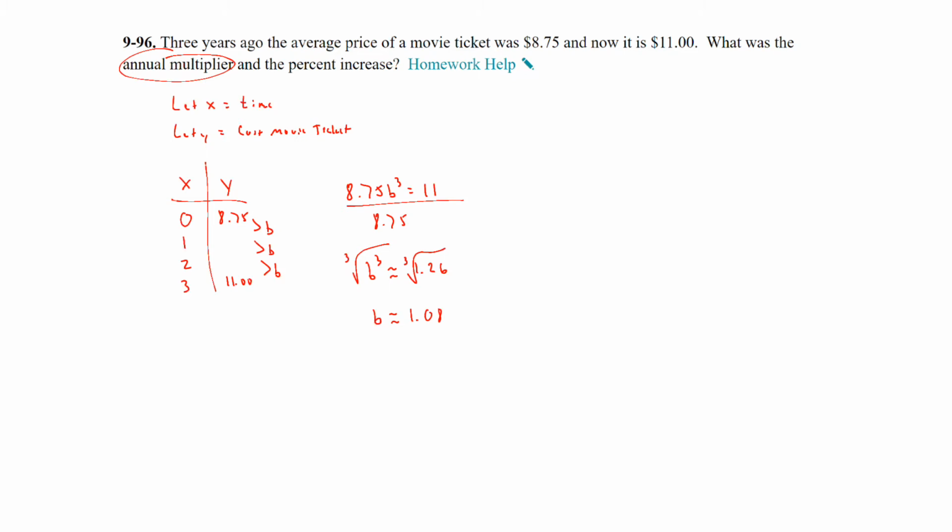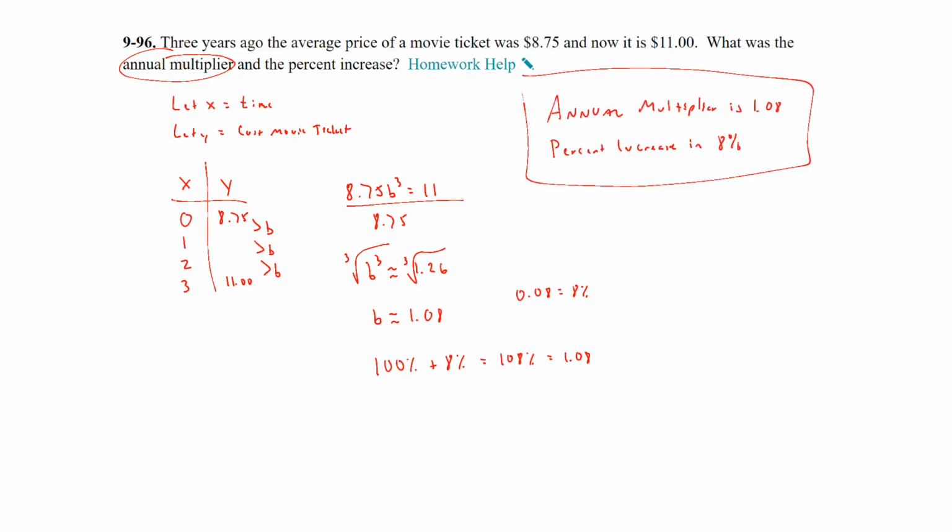So what was the annual multiplier? That's the 1.08 it's getting multiplied by. And what is the percent increase? Well, remember, our multiplier, we started at 100%, and then in this case, that 0.08 represents 8%. So if we add 8% to 100%, that gives us the 1.08. Okay? So the annual multiplier was 1.08, and the percent increase was 8%.